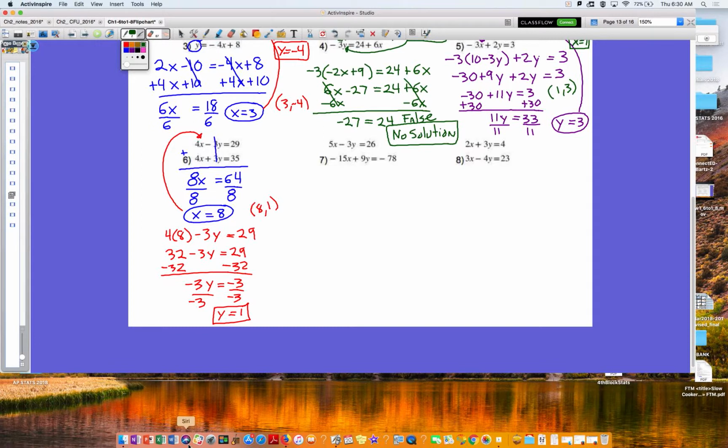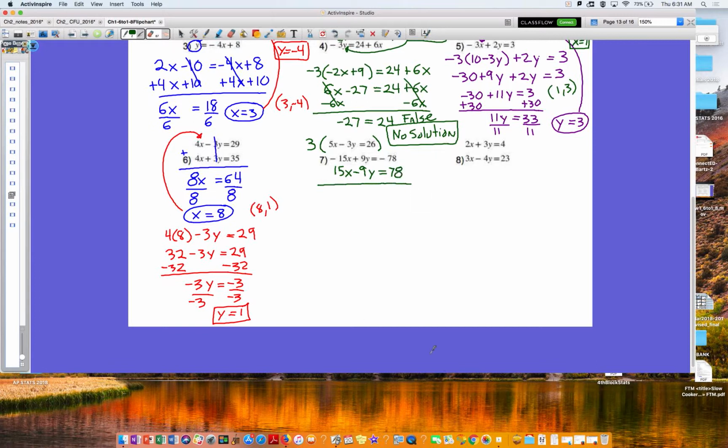On the second one here, all of a sudden, my x's are not the same. The y's are not the same, or really, technically, I'm looking for opposites. However, 5 does go into 15 nicely. It goes in there 3 times. So I'm going to take this whole equation and multiply it by 3. When I do that for my x's, I'll get a positive 15x, so when I add those two together, they'll cancel. But I need to make sure I do that with the other terms. So negative 3y times 3 is negative 9y. 3 times 26 is 78.